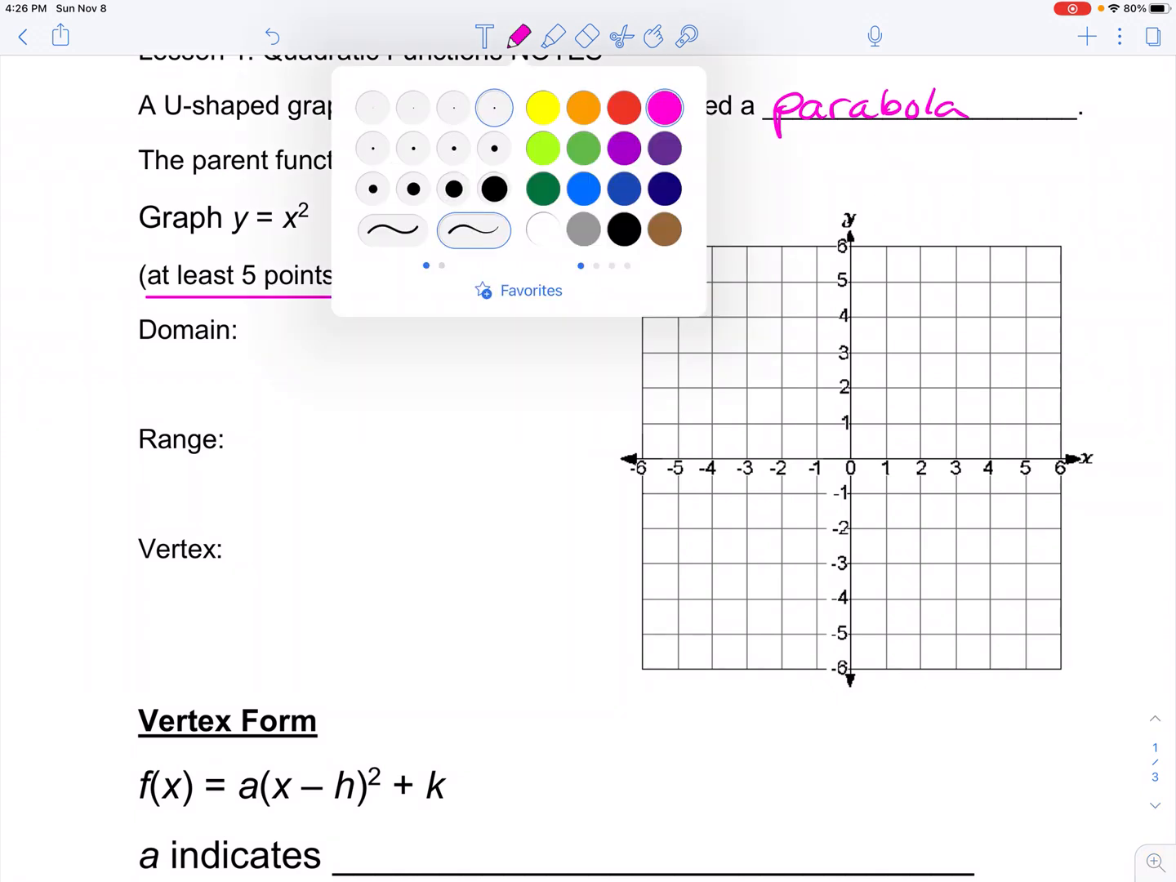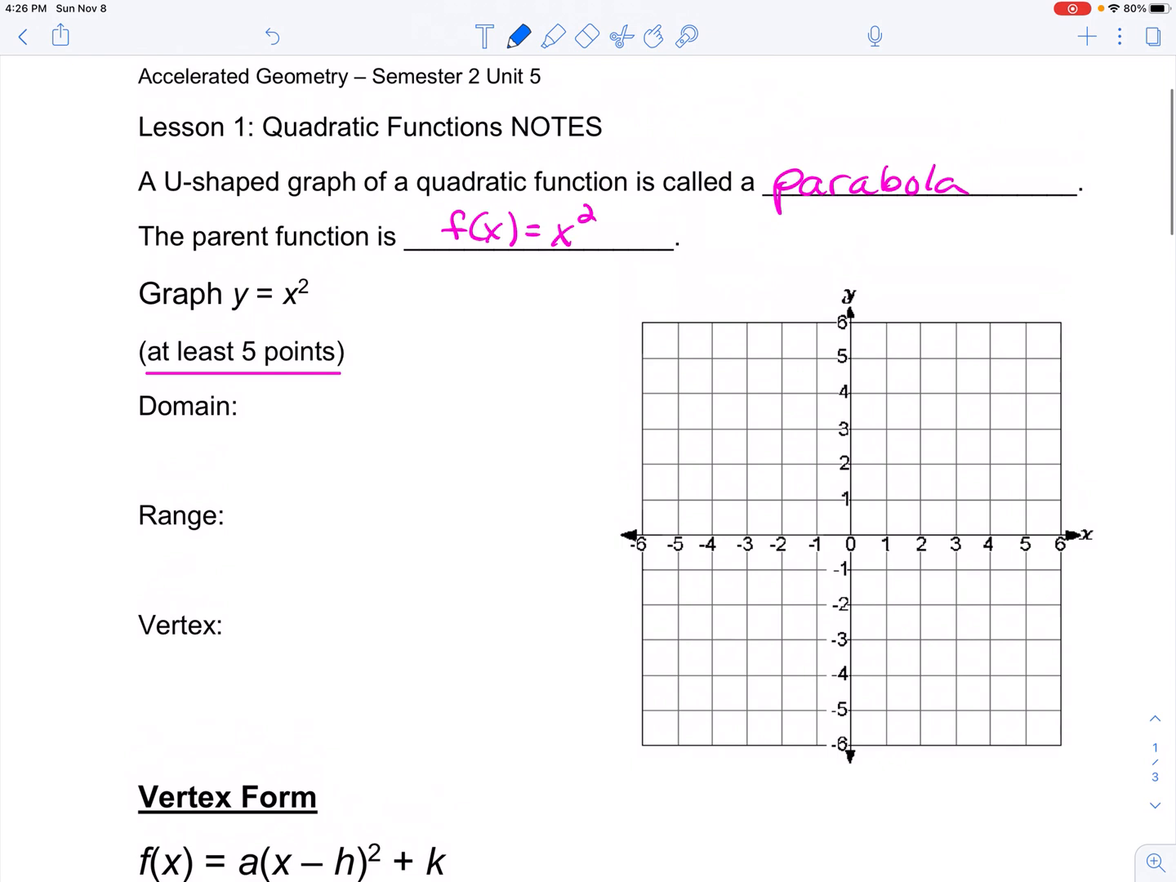And you can either use a table of values or if you can do this in your head, that's great. Now let me show you. We'll start with 0, 0. And if we put in a positive 1, squared is 1, negative 1 squared is 1. So it looks like this.